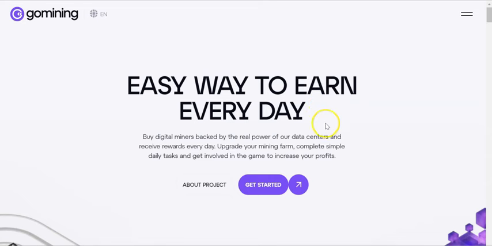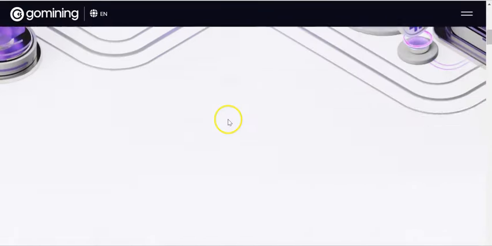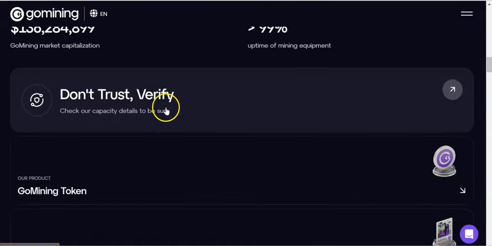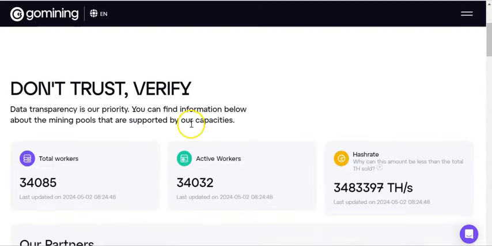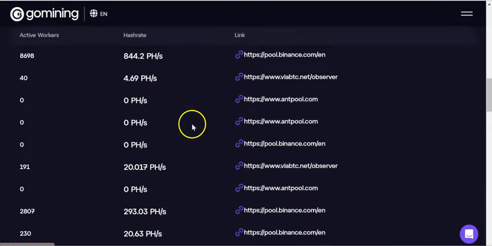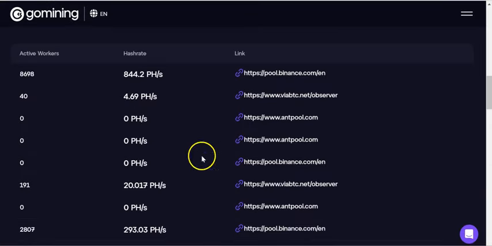Okay, so let me go look at this. You can go here, scroll a little bit more. They said don't trust us, just go and verify. If you come here, over 6 years they've been in business. Scroll down a little bit more, and you will see the pool where they're actually participating.